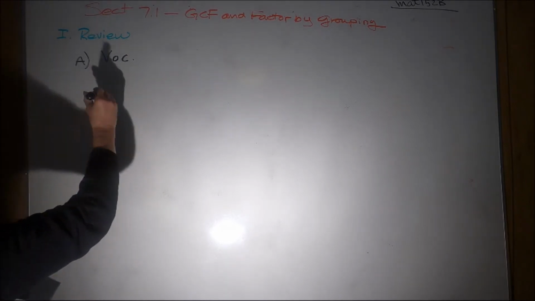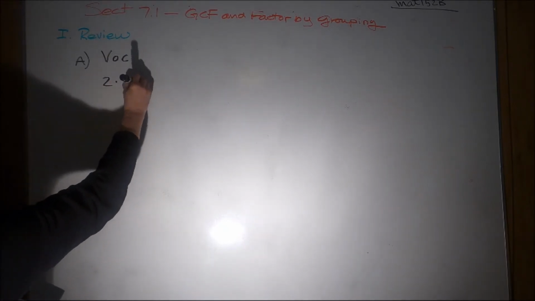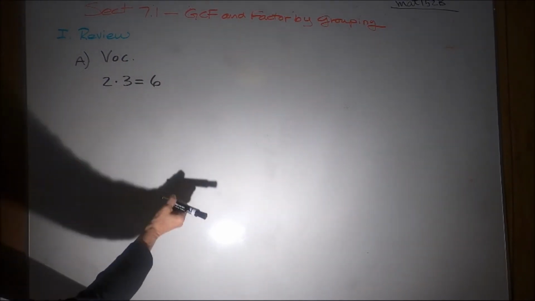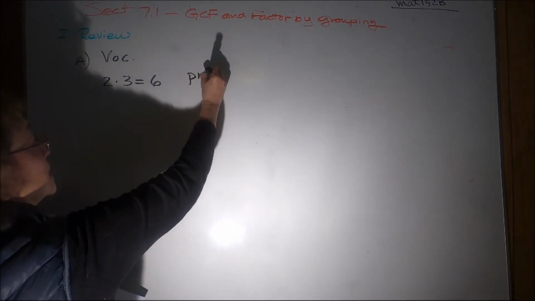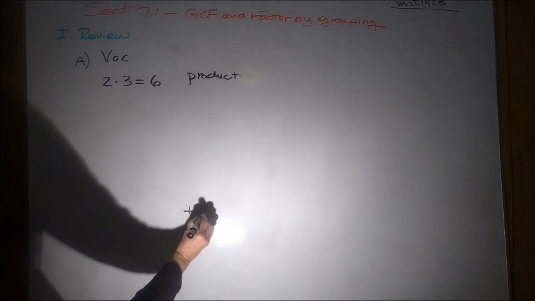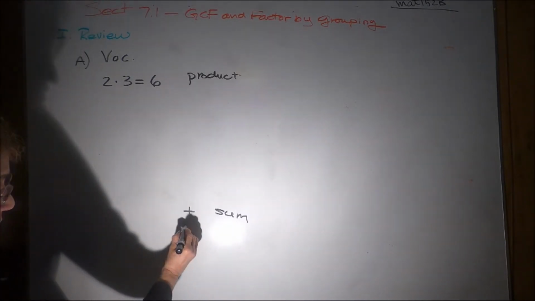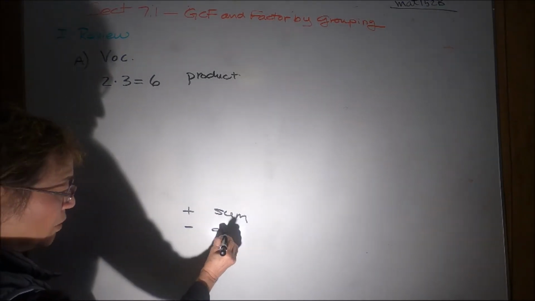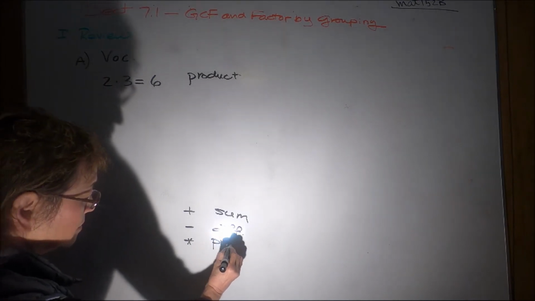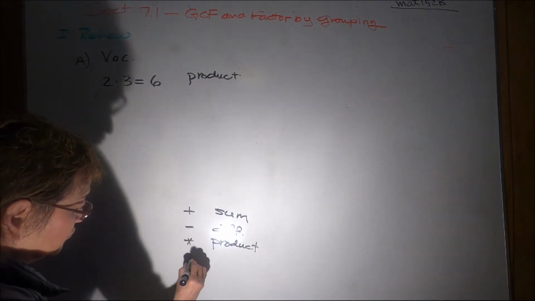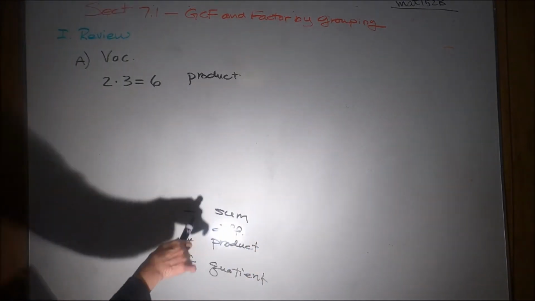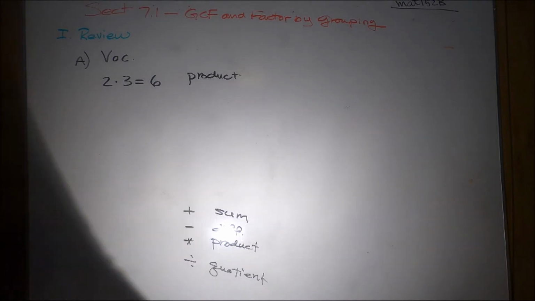For multiplication, 2 times 3 is what? 6. The result of multiplication, we call it a product, right? The result of addition, we call it a sum. The result of subtraction, we call it a difference. And the result of division, we call it a quotient, right? Those are the terms we use.